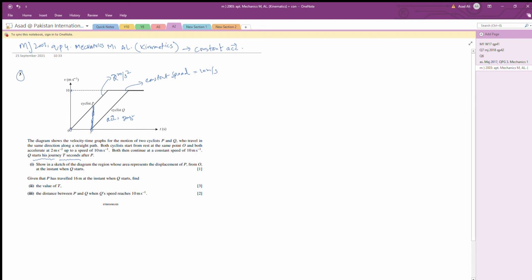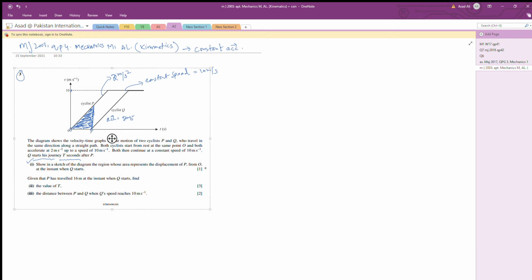When Q starts the motion, they say show in a sketch of the diagram the region whose area represents the displacement of P. This is the distance covered by P when Q started its movement. So this distance was already covered by cyclist P. So they want this. Yes, the first part is done, and we got 1 mark here.